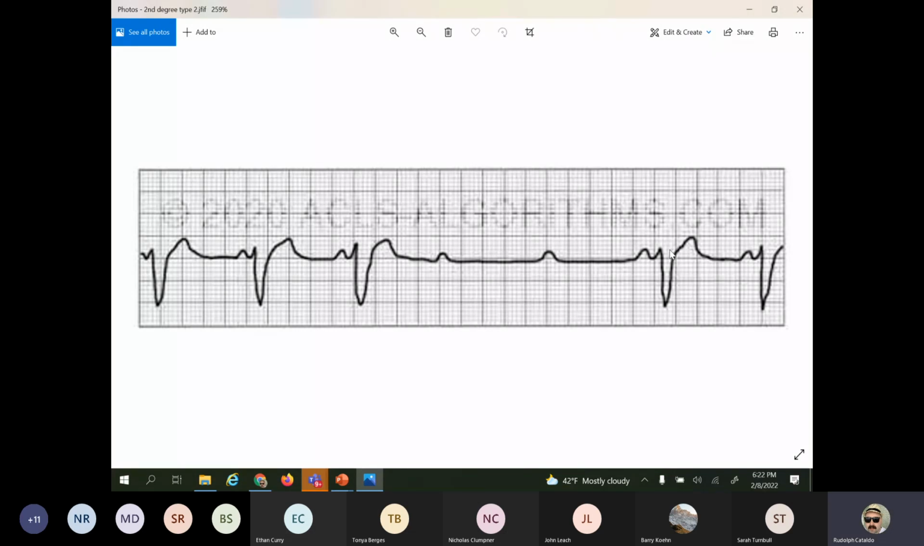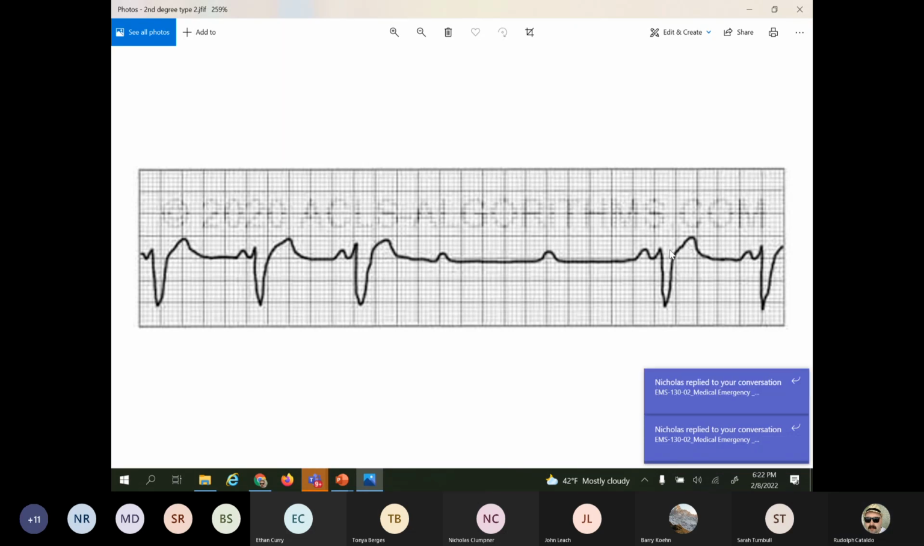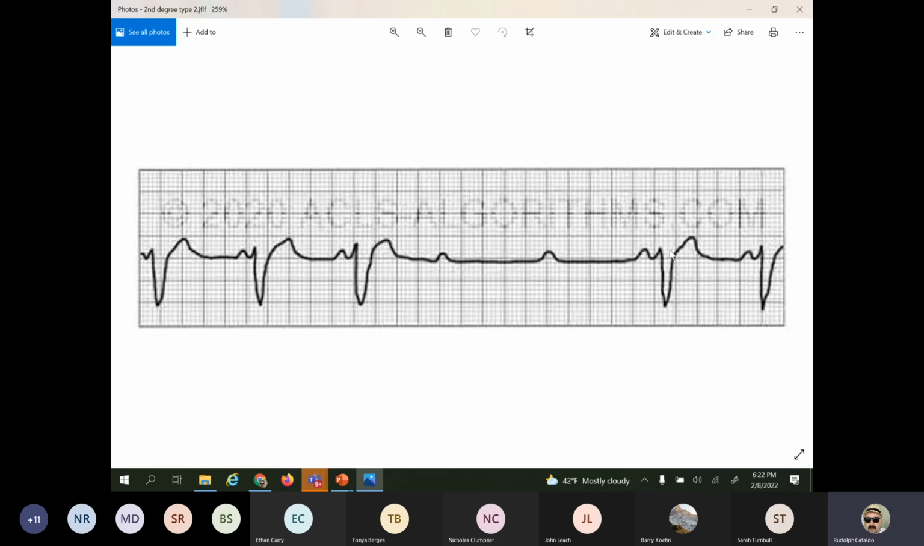Where I have QRS complexes, where the P waves are right in front of it, how short is that complex? Okay, it's normal. Very short. It's normal, right? So my PR intervals are normal where I have complexes. I'm just dropping complexes every now and then. Second degree type 2, more P waves than Q waves. It is just a block that comes and goes.